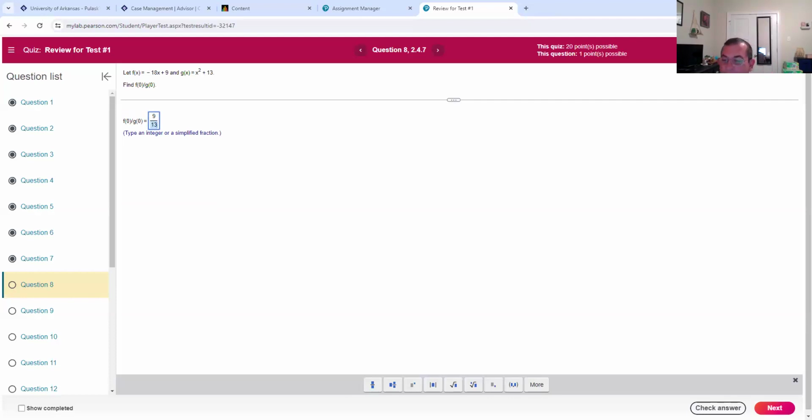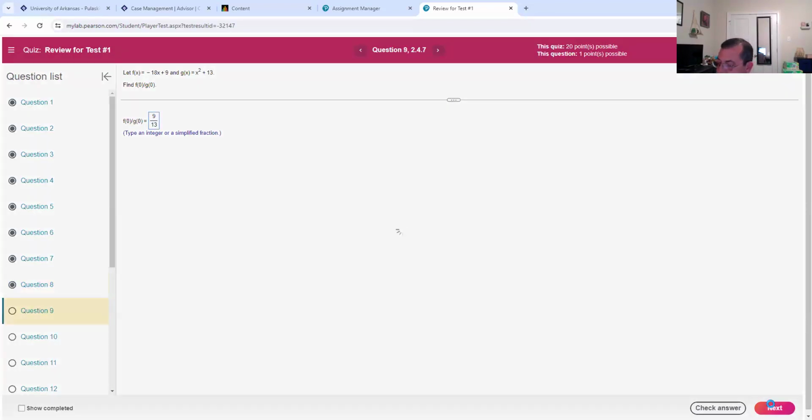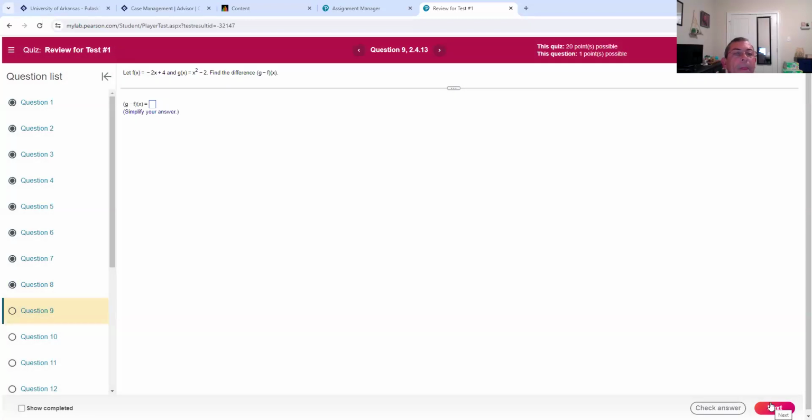Okay, so we punch that in and hit next. All right, y'all, so what's this, number 9? Let's see what they're giving us. F of x equals negative 2x plus 4. G of x equals x squared minus 2. They just want us to find G minus F of x.